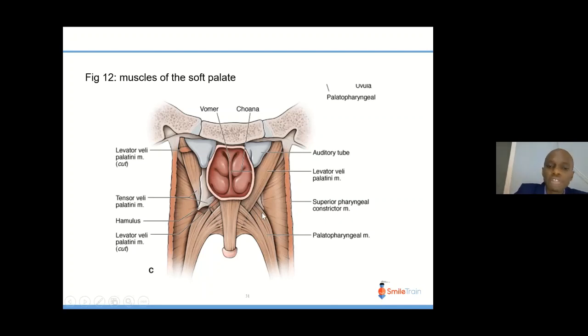And over here, the palatopharyngeus, when it contracts, it pulls down the soft palate. And lastly, this one here is the musculus uvulae.